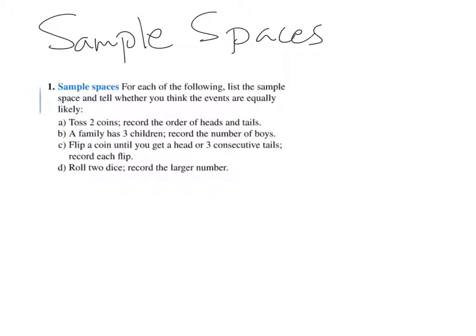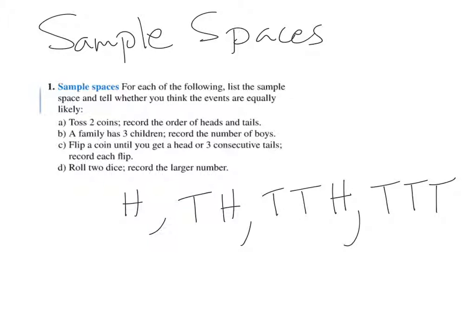So for part C, flip a coin until you get a head or 3 consecutive tails. Well, I could flip a coin once, have heads, done. Then what if I have to flip it again? Well, that would mean I had to get a tail on the first flip, a head on the second, done. What if that didn't happen? Well, I'd have a tail on the first flip, a tail on the second flip, then I could get a head on the third flip. Lastly, tail, tail, tail. So that's the result of getting 3 consecutive tails.